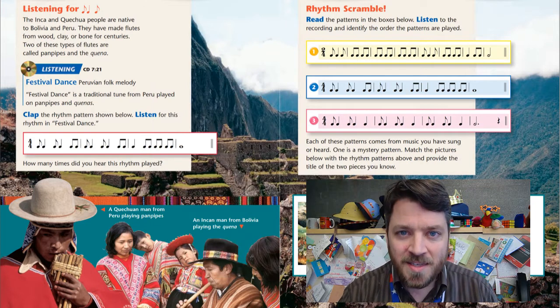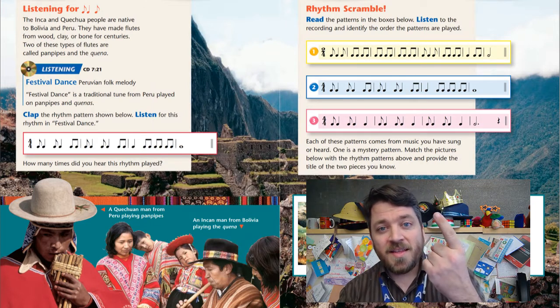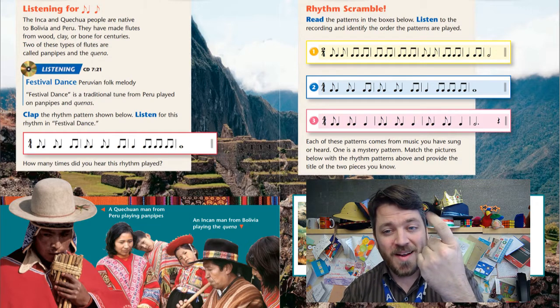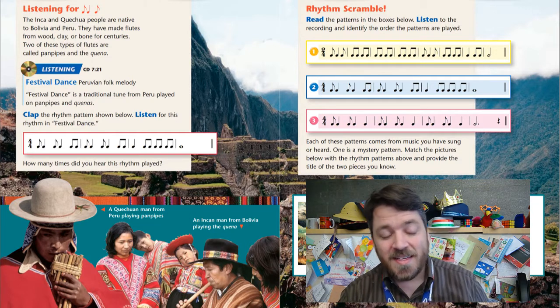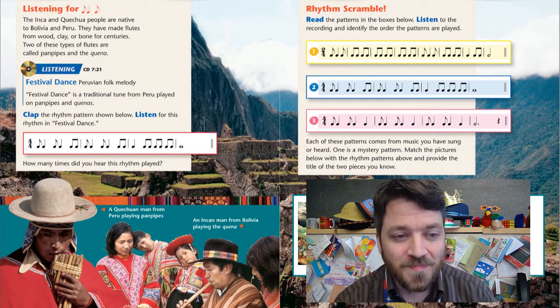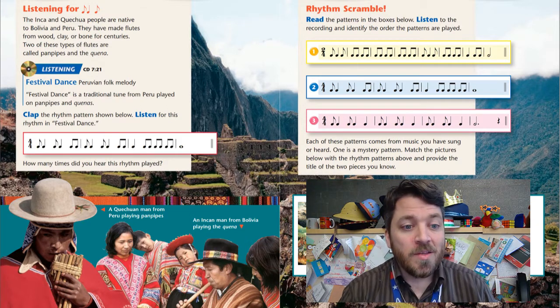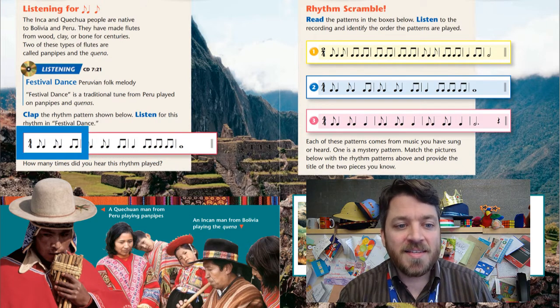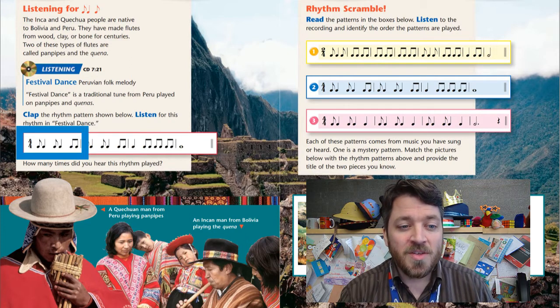And since ti-ti lasts for one beat, if you only have ti, it doesn't last for one beat, it just lasts for half of a beat. Half of a beat, it's a short note. Ti. So to read this, we would start with ti-ta, ti-ta, ti-ti. Okay, you can see ti-ta, ti-ta, and then ti-ti.